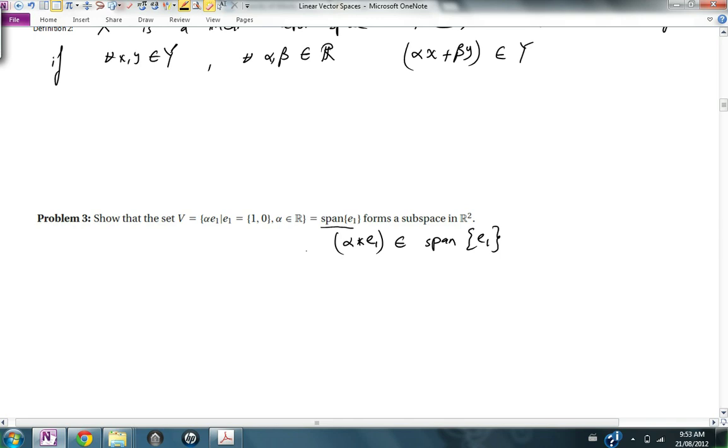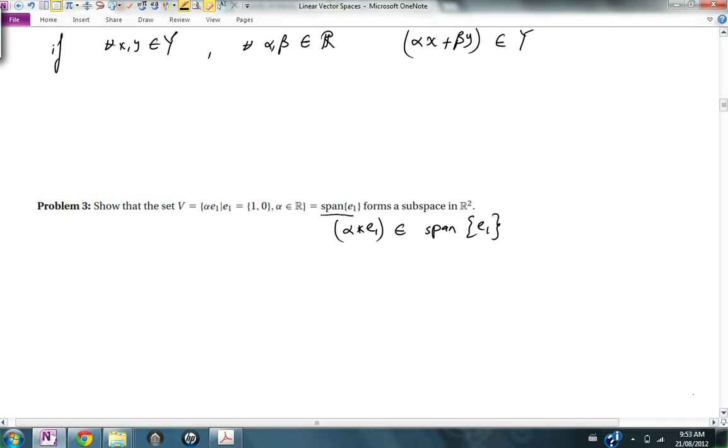So we need to show that this set forms a subspace in R2. To form a subspace in R2, the set has to be closed under addition and multiplication by a scalar. So let's see addition. Is V closed under addition? Let's see. I'm going to pick two elements in V.